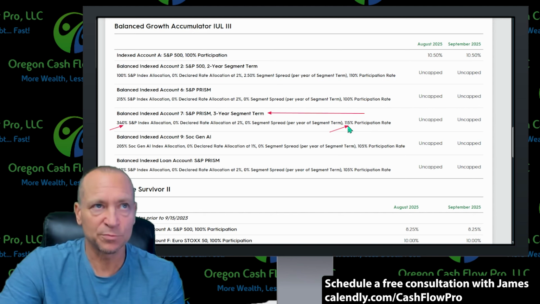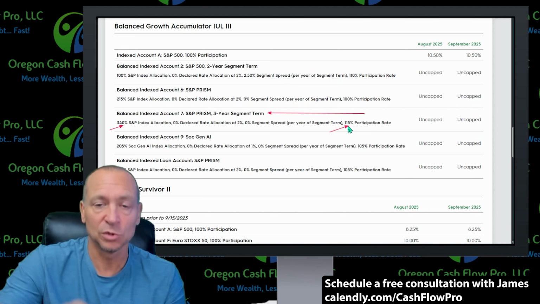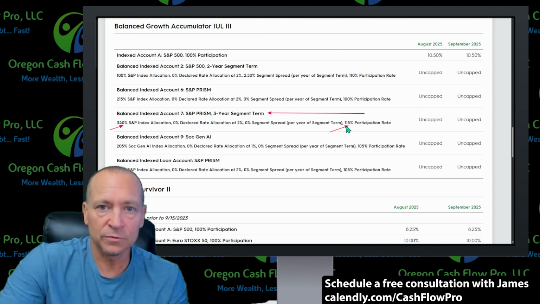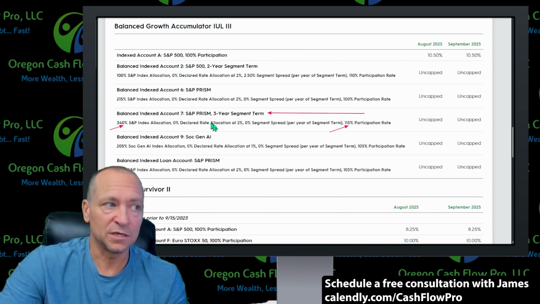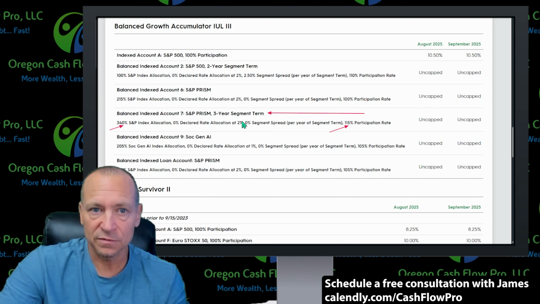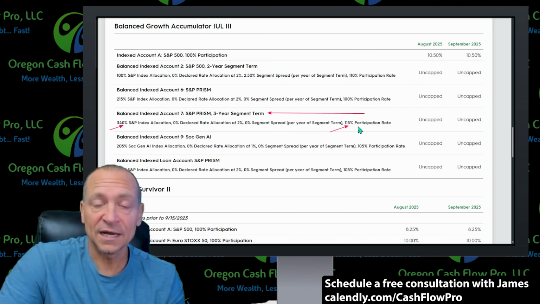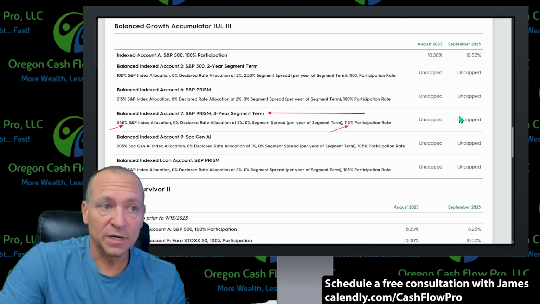And we're going to pull this index account up and look at the performance over the recent years. But let's use an example. Let's say over the 3 years, you get a 10% return. 10% times 340, or 3.4, means we've got a 34% credit. And then we're going to multiply that times 1.15 for an actual credit of 39.1%. That's a pretty good deal.